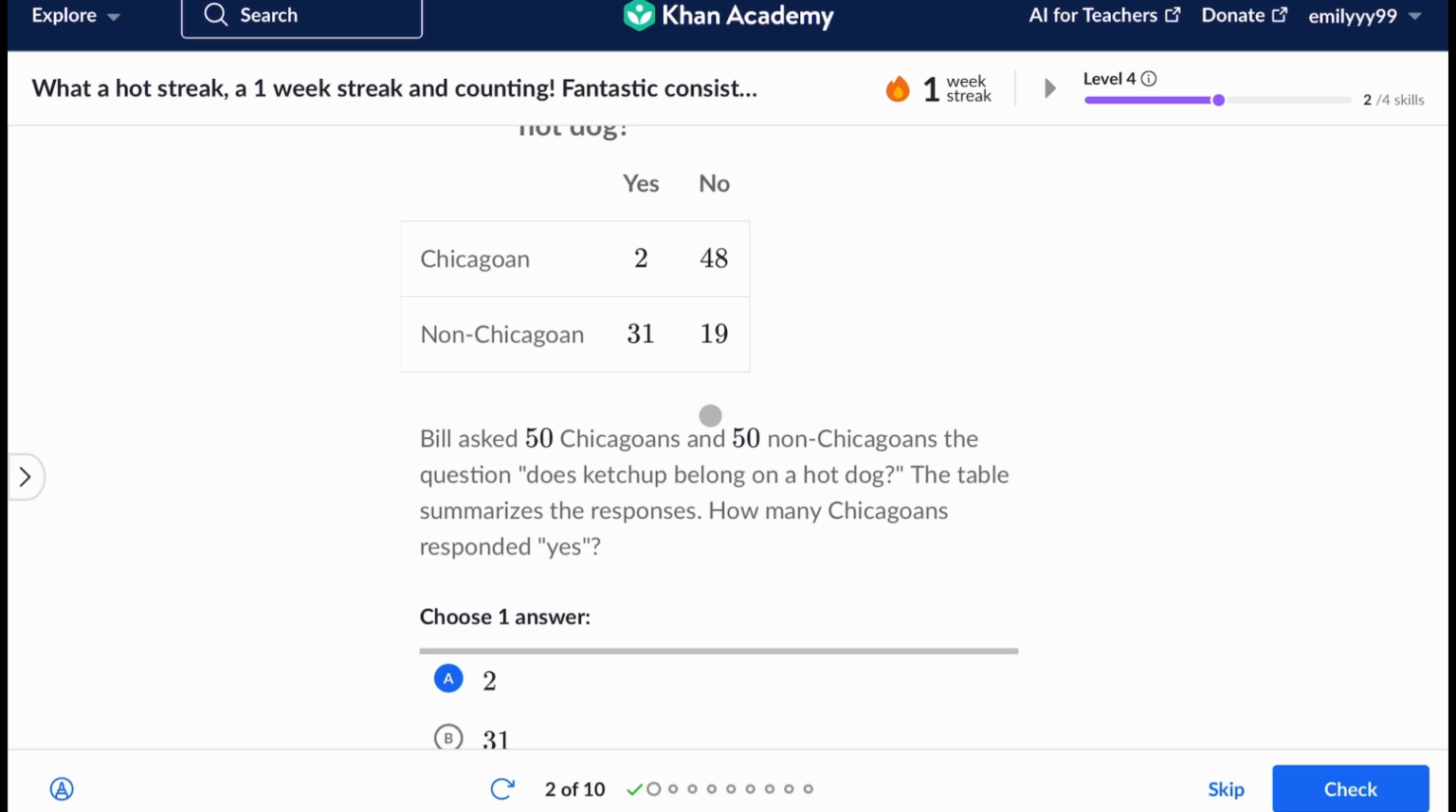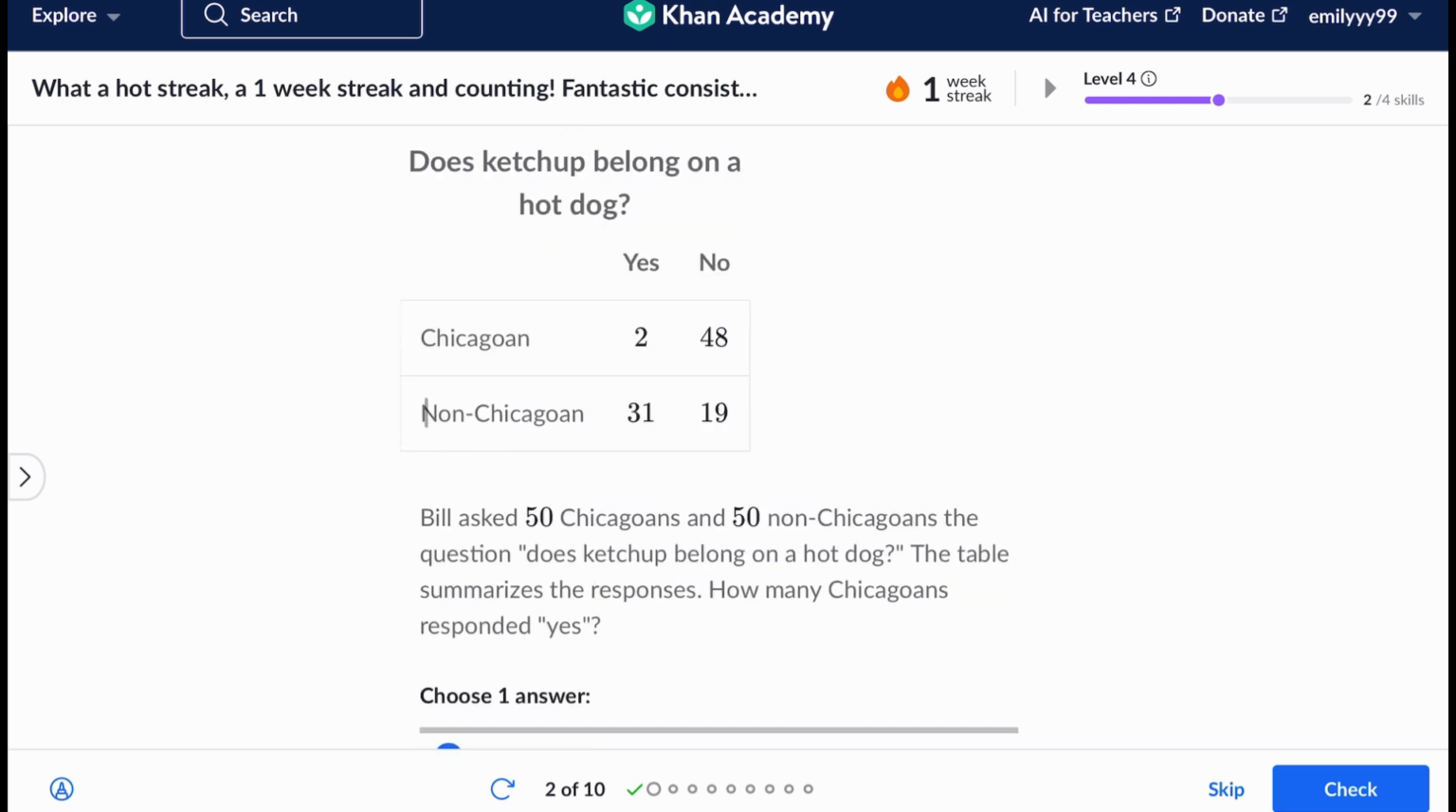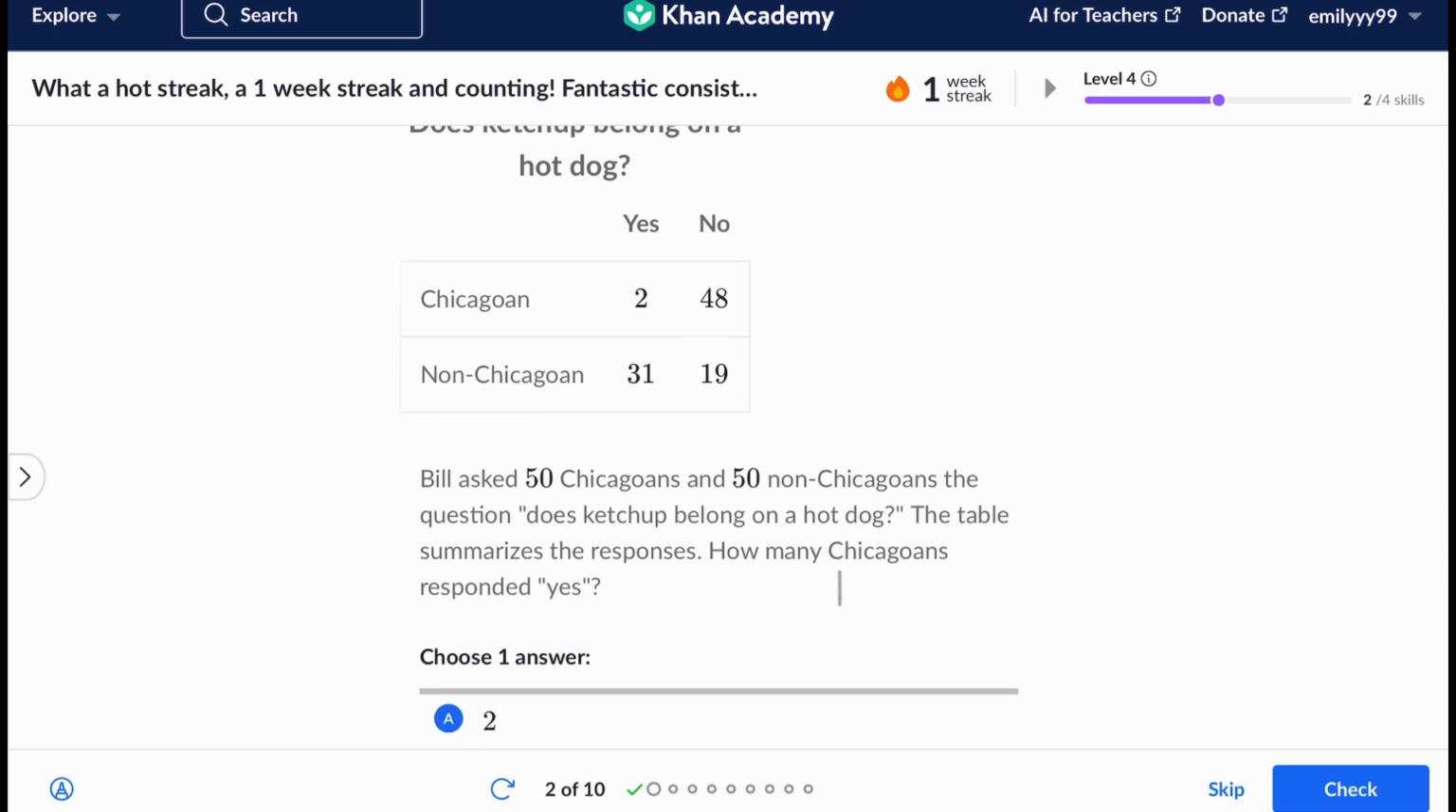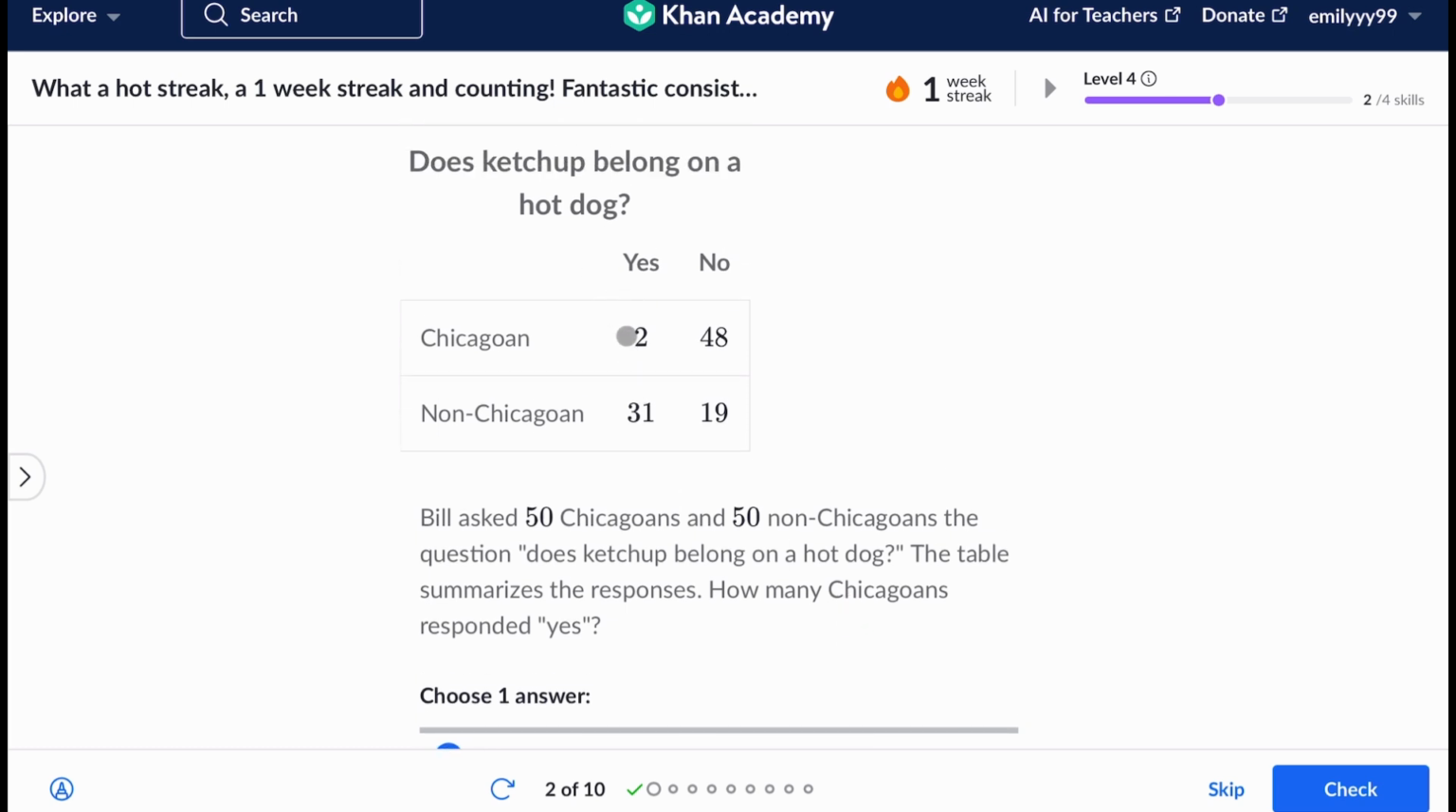So I think that's all we do, really. We're not looking for non-Chicagoans. How many Chicagoans responded yes? Yeah, it's just 2 people right here.